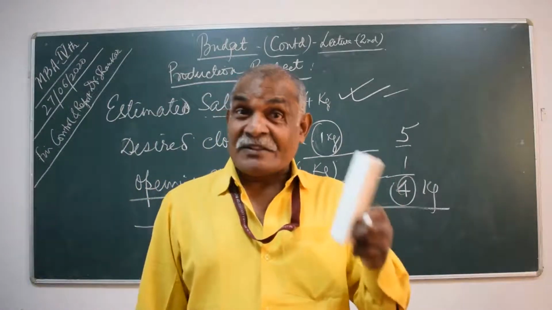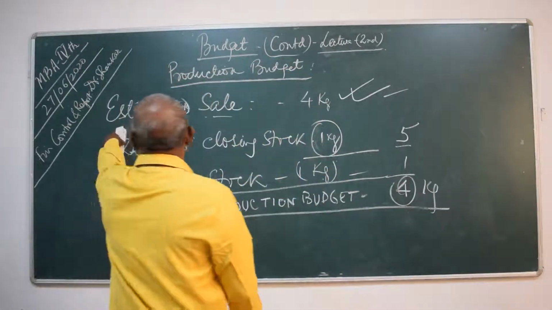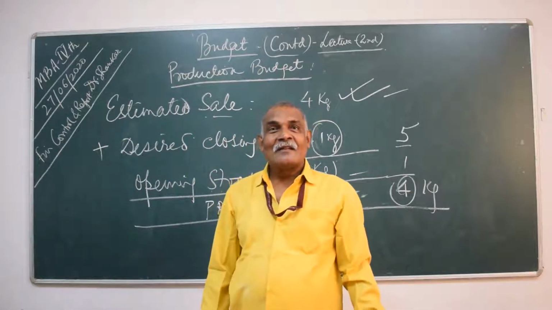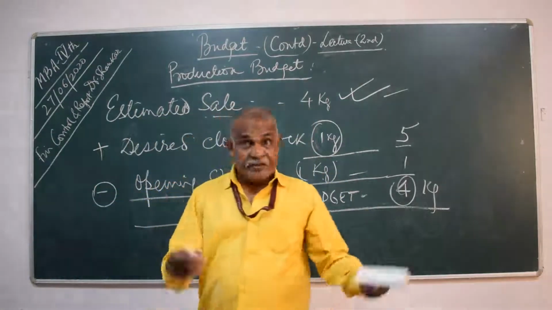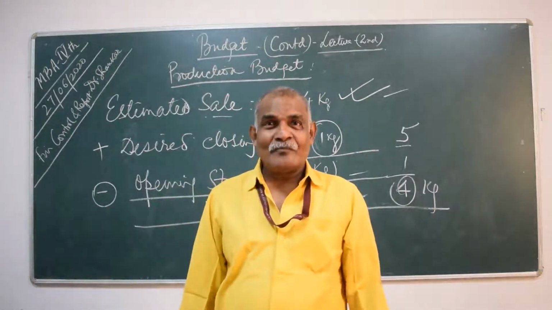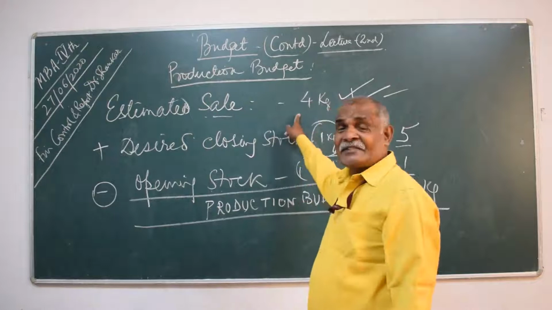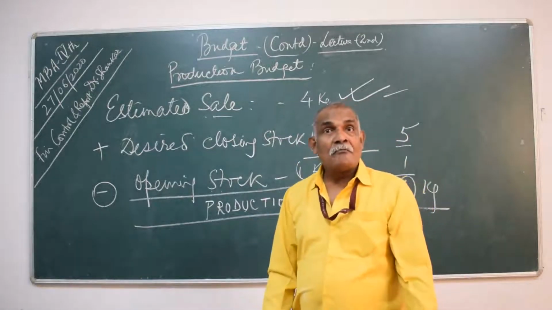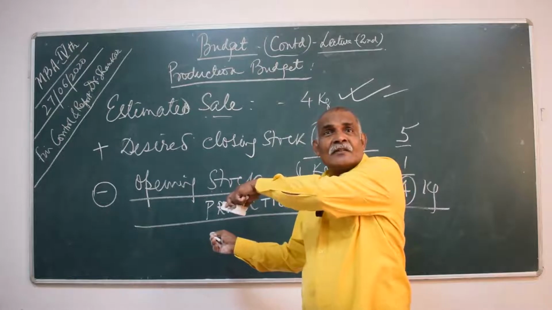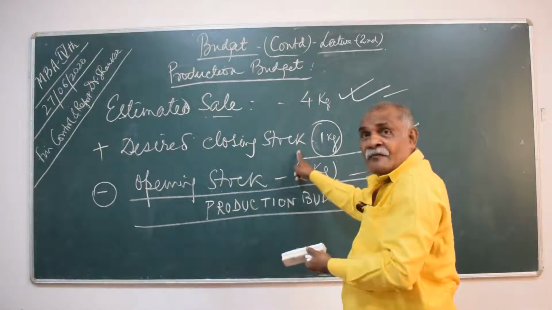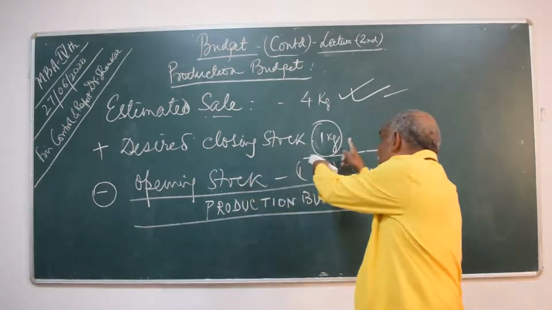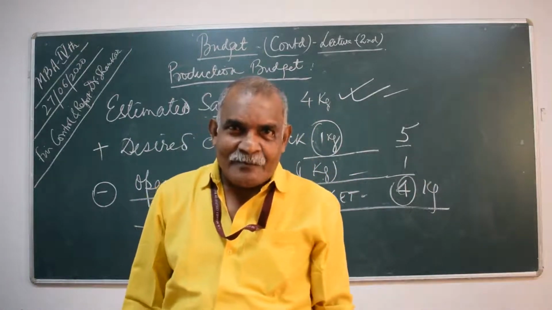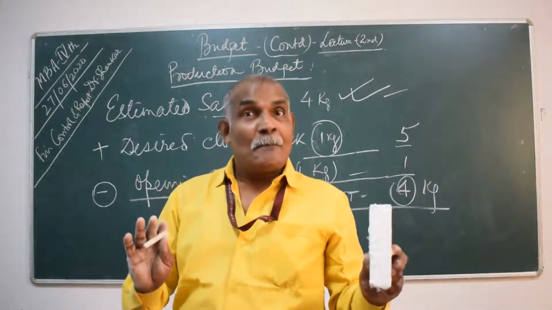How do we calculate this? Estimated sales plus desired closing stock minus opening stock, which we don't need to prepare. So 4 kg is your estimated sales, 1 kg is desired closing stock. This also you have to make, so 4 plus 1 you have to make. But 1 kg remains in the fridge, so you don't need to prepare this. So 4 plus 1, 5 you need, but 1 kg you don't need. From 5 kg deduct 1 kg, it means you need to prepare only 4 kg. Is that clear? This is called the production budget.